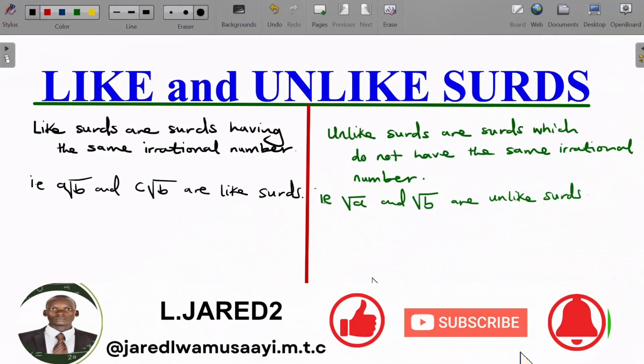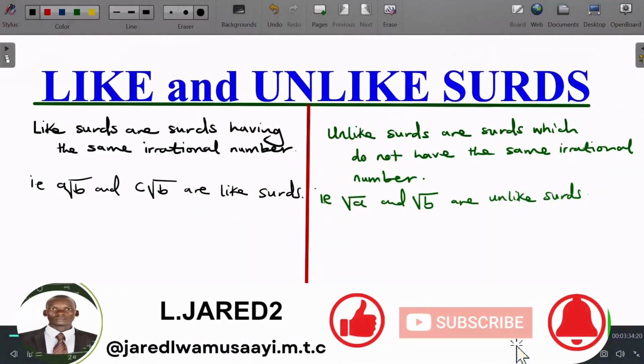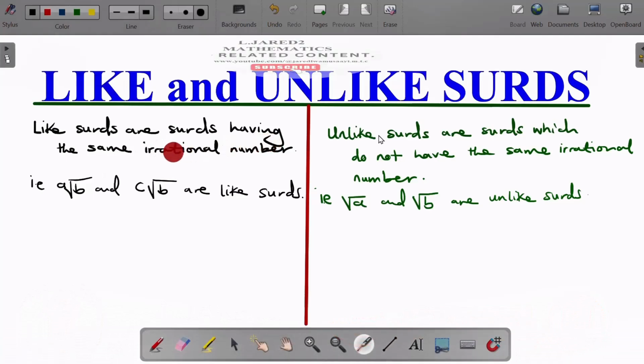Tonight we are going to look at like and unlike surds. Like surds are surds having the same irrational number. That is to say, if you have the surds a square root b and c square root b, then these two surds are like. Why are they like surds? It is because when you look at the irrational part, which is the square root of b, we see that they are the same. That's why they are like surds.